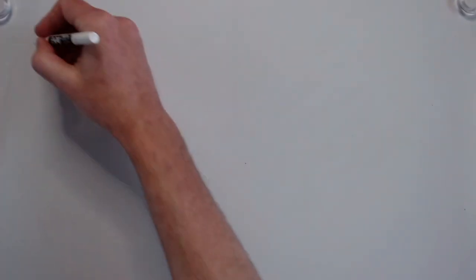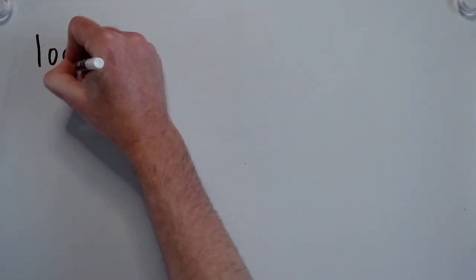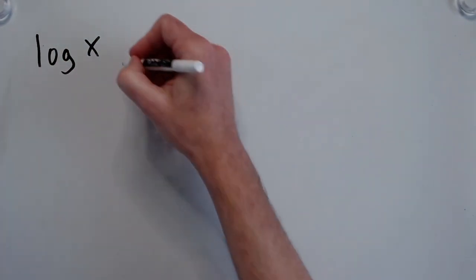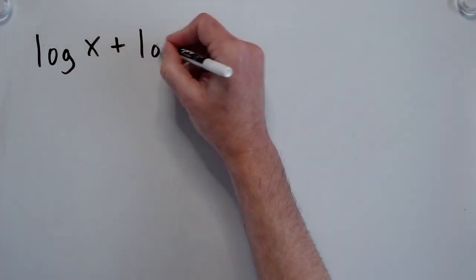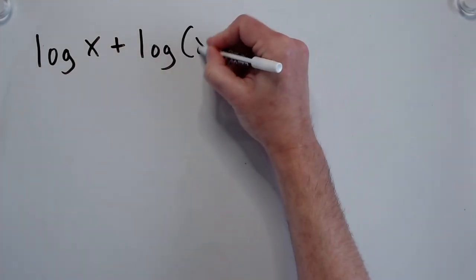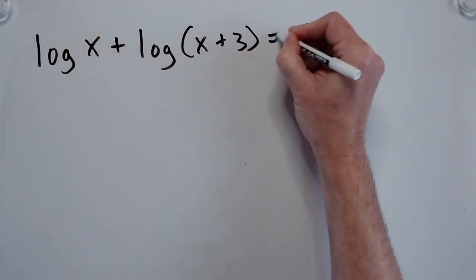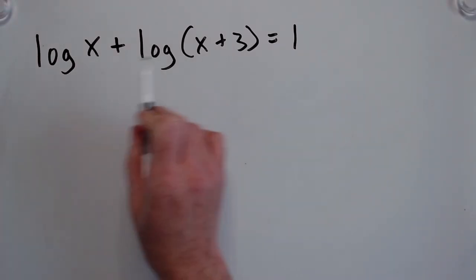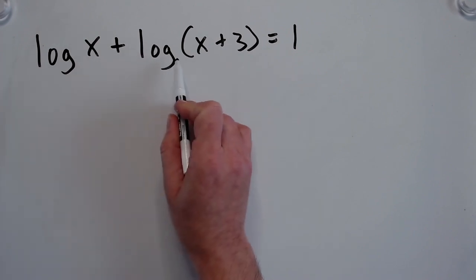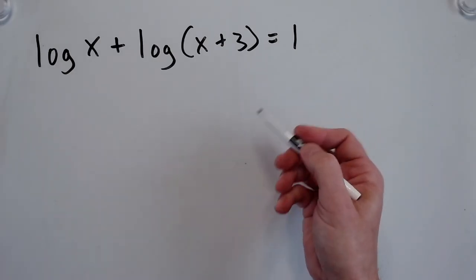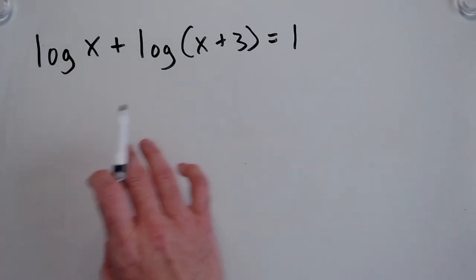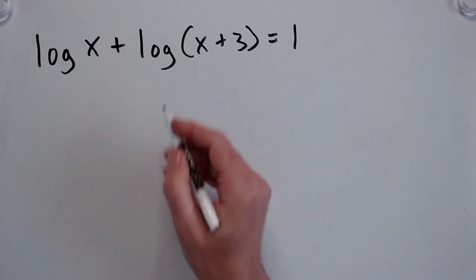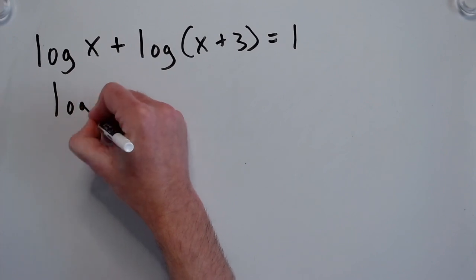All right, let's make something a little more complicated. We're going to have the log of x with no base written, so it's a common log, plus the log of x plus 3 is equal to 1. So again, we have two logarithms being added to each other with the same base. So we're undoing that thing we learned a few sections ago where you take the logarithm of a product. So we know there's really a product hidden in here. So we can rewrite it as the logarithm of a product.